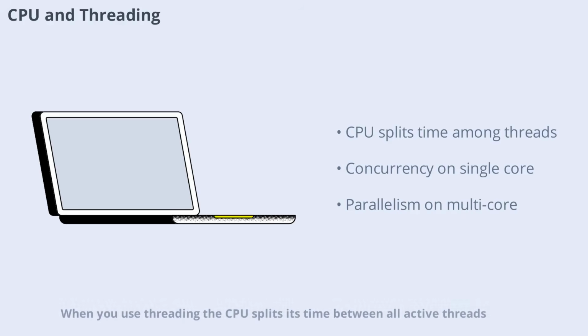When you use threading, the CPU splits its time between all active threads. This is called concurrency. Even if you only have one CPU core, it can quickly switch between threads, giving the illusion that everything is happening at once. On multi-core systems, threads can truly run in parallel, making your applications even faster.